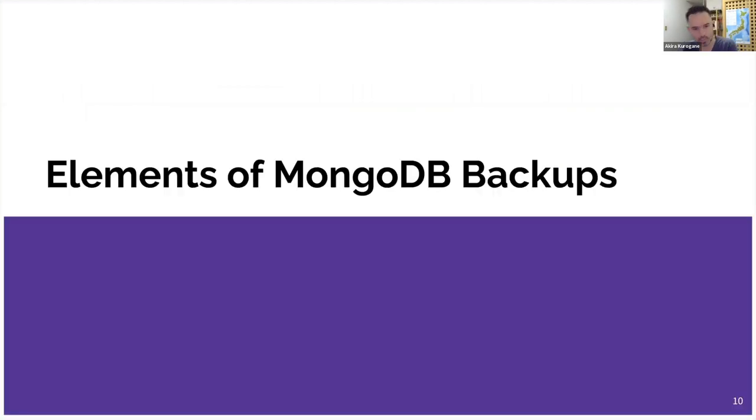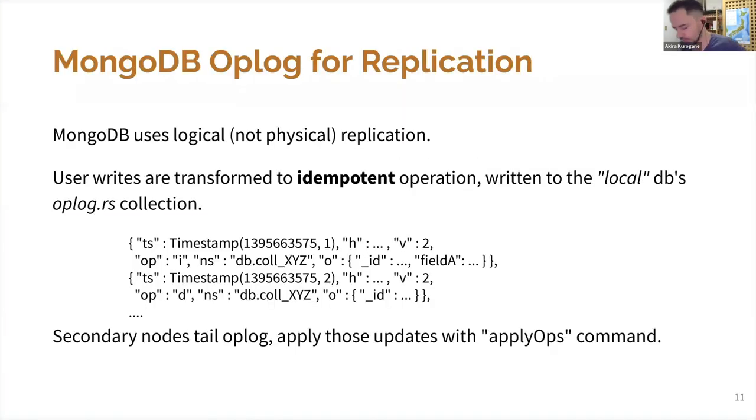Okay. So there are things that are used in backups. Of course, copying the whole file is making an entire snapshot as one part of it. And there are different ways of doing that, which we'll come to later. The second, most important part of MongoDB backups is using the oplog.